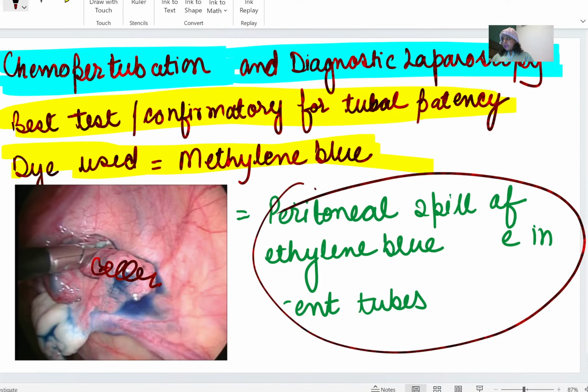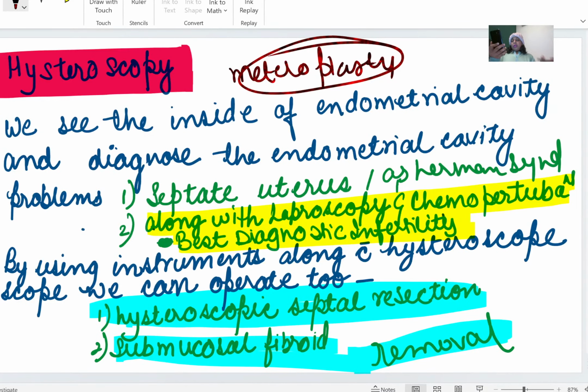Okay. So let us revise all these things. That's all for today. We will be continuing with menstruation in the evening class. Hysteroscopy: we see the endometrial cavity. It is diagnostic for septate uterus and Asherman syndrome.